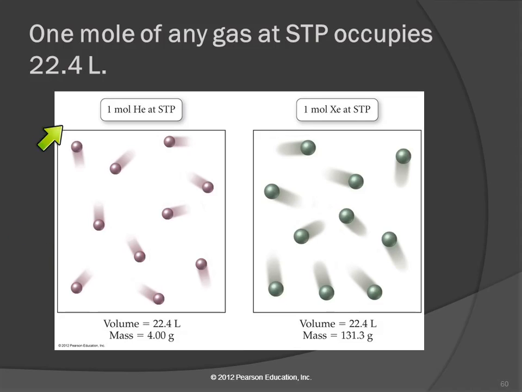Here we have a representation of 1 mole of helium at STP. Its volume is 22.4 liters. The mass of it is 4 grams.